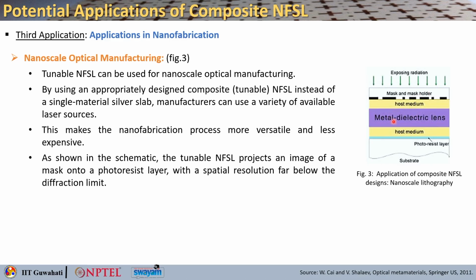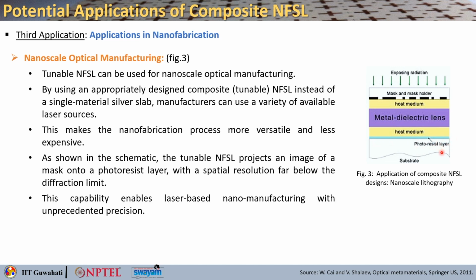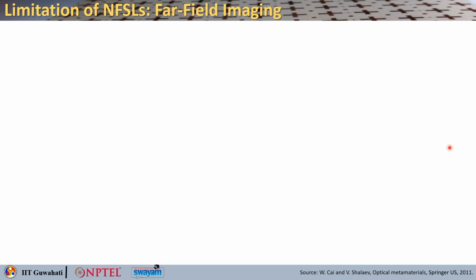So, as you can see here, because you have this tunable near field super lens, it can project the image of a mask which is placed here, with spatial resolution far below the diffraction limit, onto this photoresist layer which is deposited on a substrate. Now, because this lens is tunable, you can use different lasers, and you expose radiation from the top, and the images can be formed here. So, you basically can get laser based nano manufacturing with unprecedented precision.